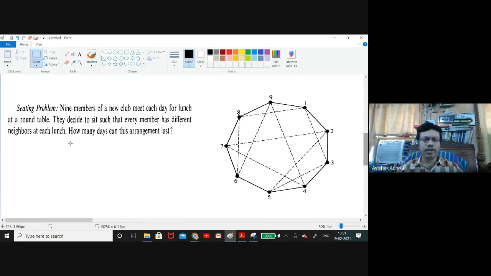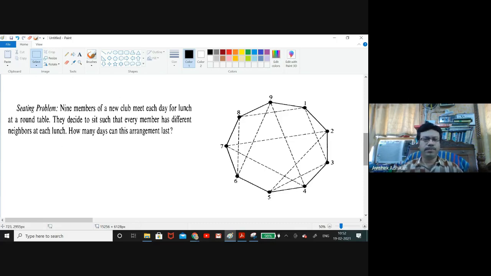In this class, we are going to solve again a very interesting problem that's known as Hamiltonian path or Hamiltonian circuit. But before going into that, let us first try to solve a puzzle. Okay, it's a combinatorial problem.